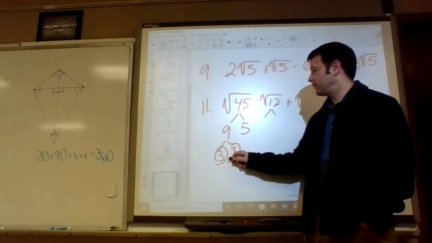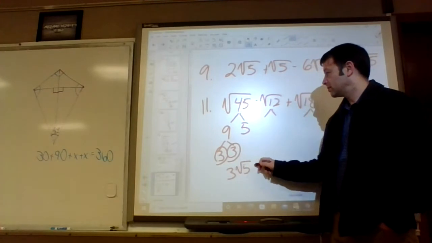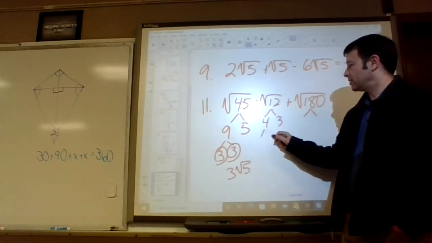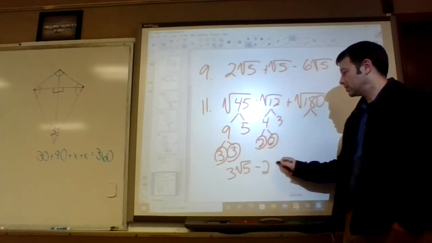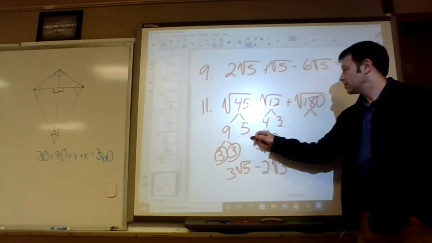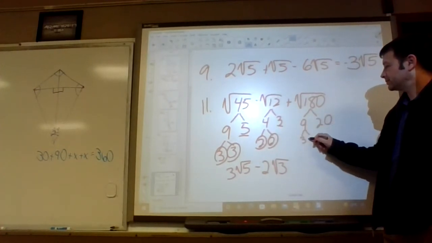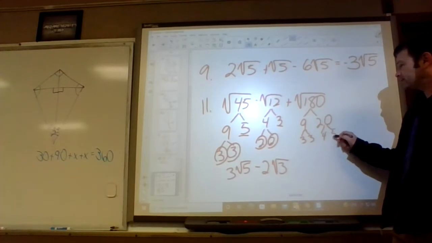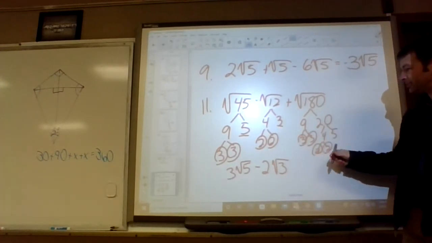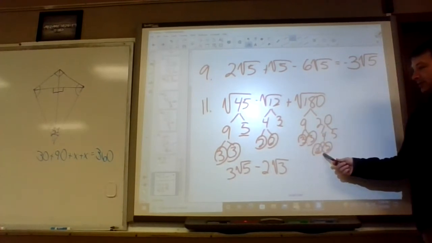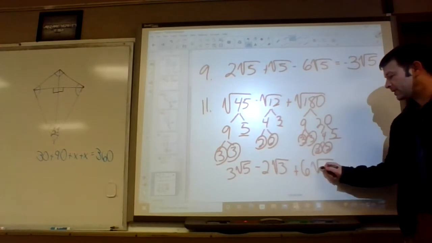So square root of 45 is 3 square root of 5. Square root of 12 is 2 square root of 3. And let's see, that'd be 9 and 20. Okay, on this one I have double 3 and a double 2. So basically on the outside I have 3 times 2, 6. And my leftover is 5.